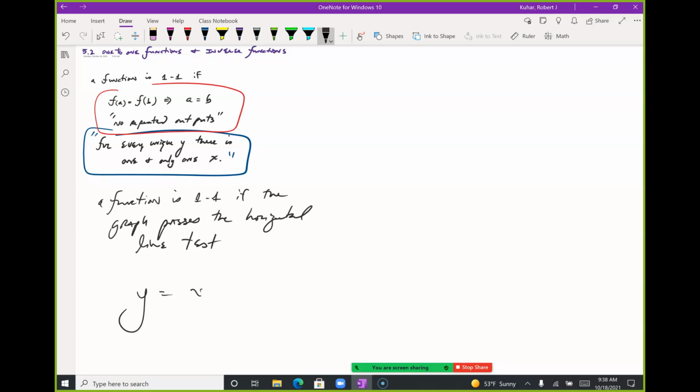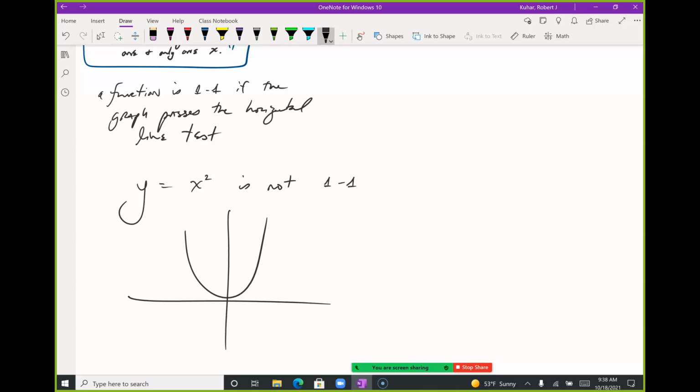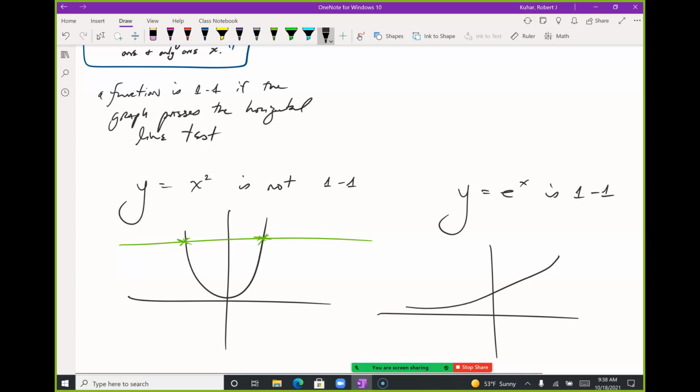So for example, y equals x squared is not one-to-one, right? Because x squared fails the horizontal line test. If I have this height here and the same height here, I have a repeated height. I cannot have a repeated height in order for it to be one-to-one. y equals e to the x is one-to-one. We're about to learn about this function e to the x. But anywhere I draw my horizontal line, it hits only once. So for every unique height, there's only one x value. No repeated y values.